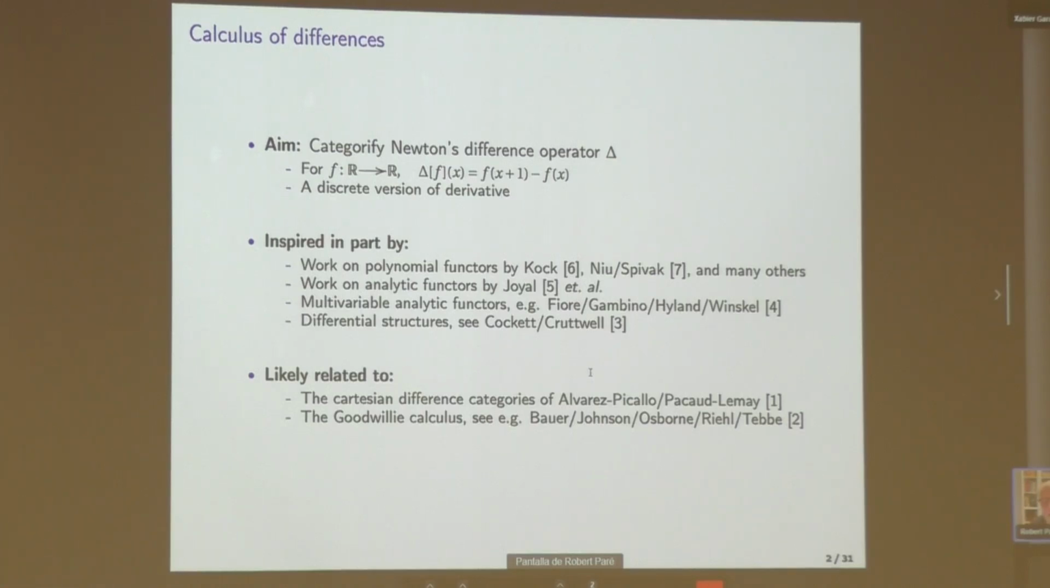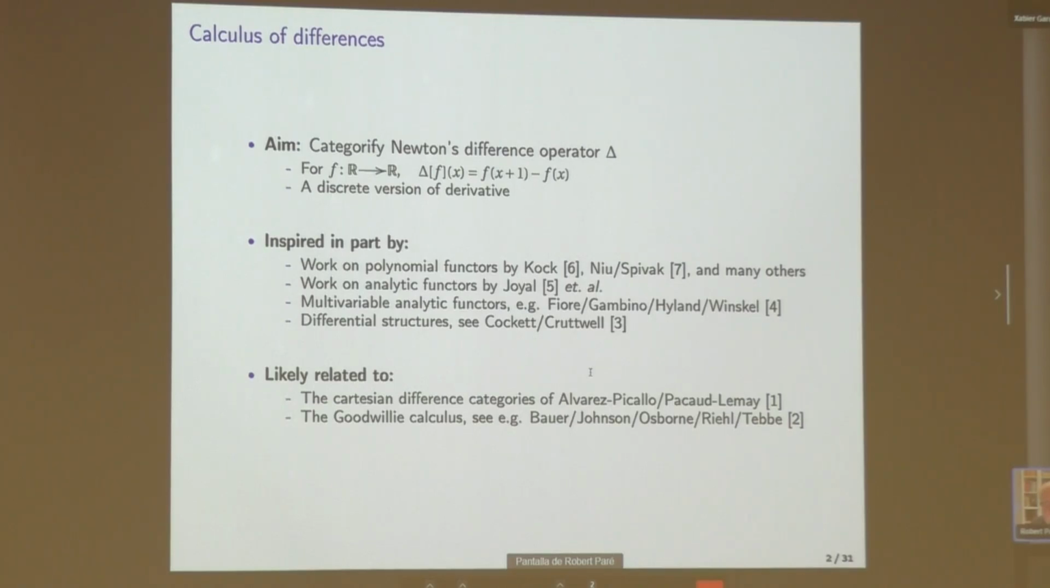And then sort of encouraged by these multivariable analytic functors, for example, in the paper of Fiore and company, I want to generalize this then to the multivariable case. And in the back of my mind, there are always differential structures, Cartesian differential categories or tangent categories and so on. This is sort of part of that. And it's related to many things.